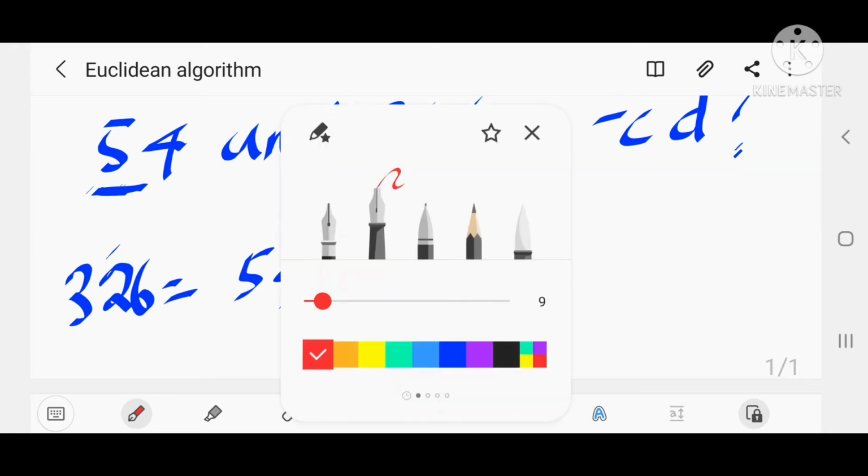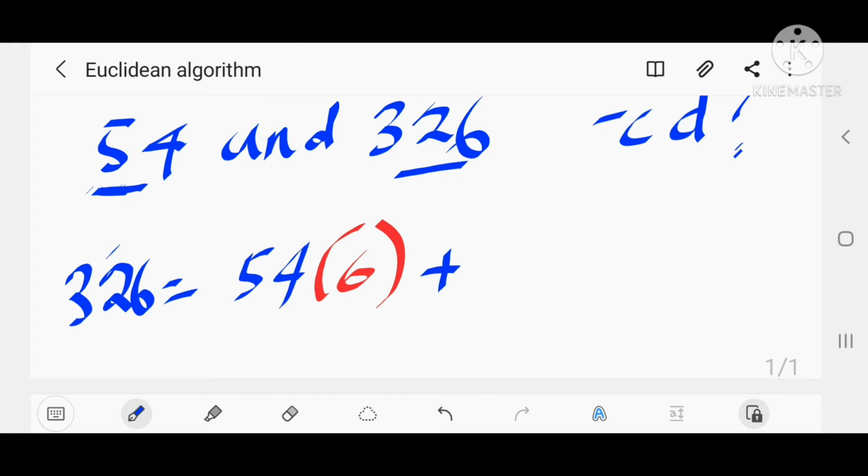So 326 equals 54 times 6 plus the remainder. What is the remainder? We do 54 times 6, which gives 324, and taking 324 out of 326, we have a remainder of 2. So that means 54 cannot be the highest common divisor, because 54 cannot go exactly into 326.